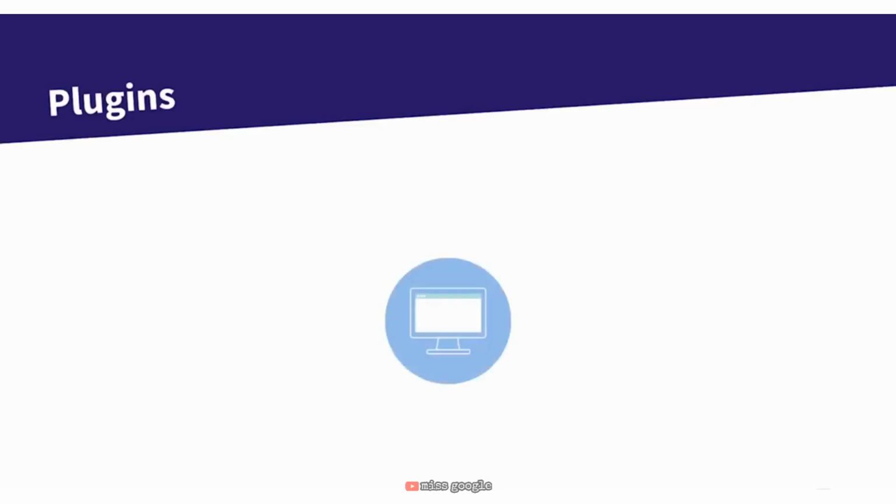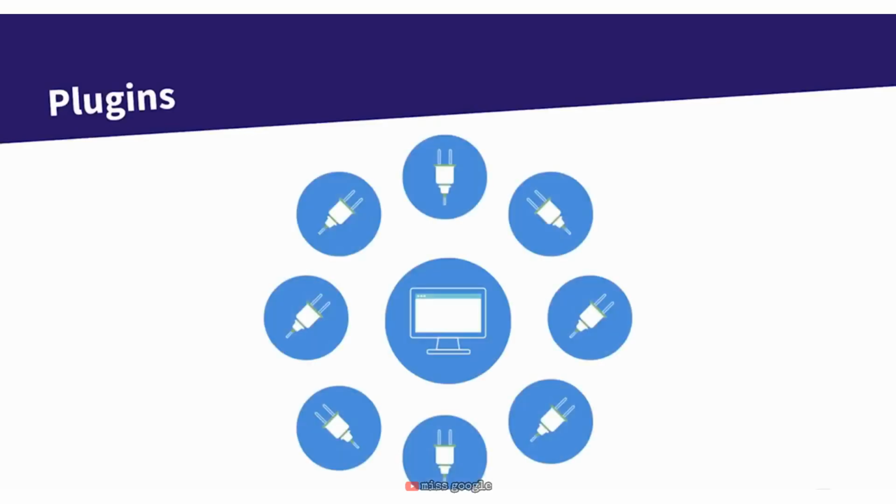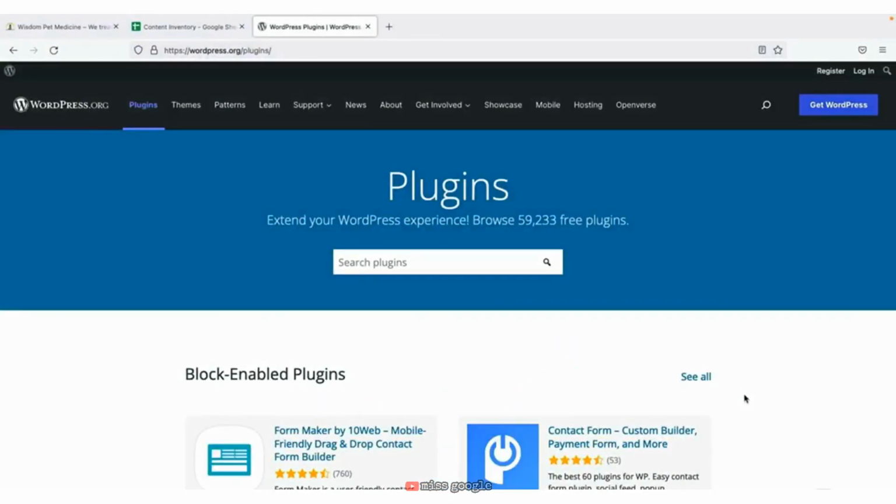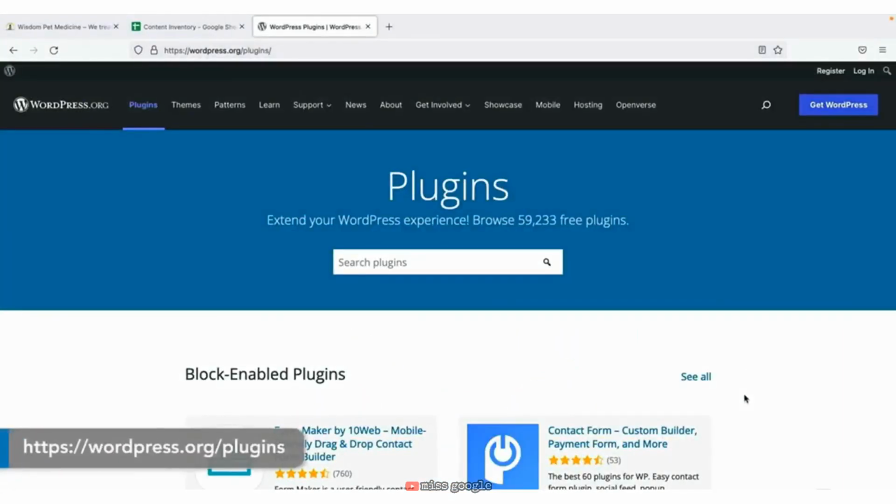Let's talk a bit about plugins. Plugins are small applications that literally plug into WordPress to add new features and functionality to your site. Some might even help you integrate with third-party software, such as an email marketing app or a social media platform. Just like themes, there's a lot of plugins out there to choose from.